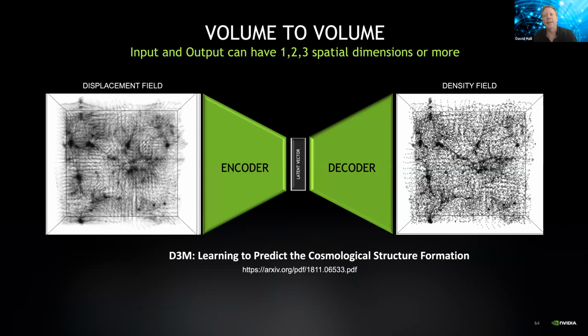Encoder-decoders are not limited to two-dimensional images. They can have inputs at each end that are 1, 2, 3, 4 or more dimensions. 3D volumetric versions can be used for applications like medical segmentation of MRI images, or for acceleration of cosmological structure formation simulations as shown here.